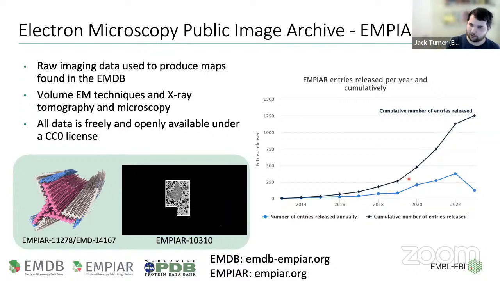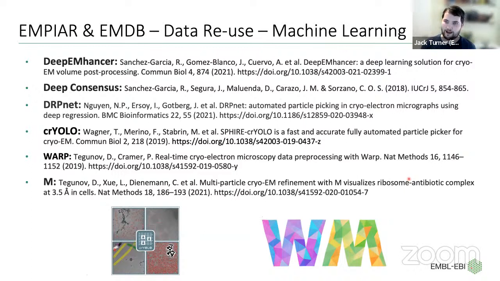I actually just wanted to stop talking about archives for a second to talk about data reuse and what this data can actually be used for and how it helps the field as a whole. So at this stage, I can now fill a PowerPoint slide with machine learning methods that have come out of being able to use this raw data to train machine learning algorithms. And I'm sure this is not an exhaustive list. These are just the ones that I personally have found.